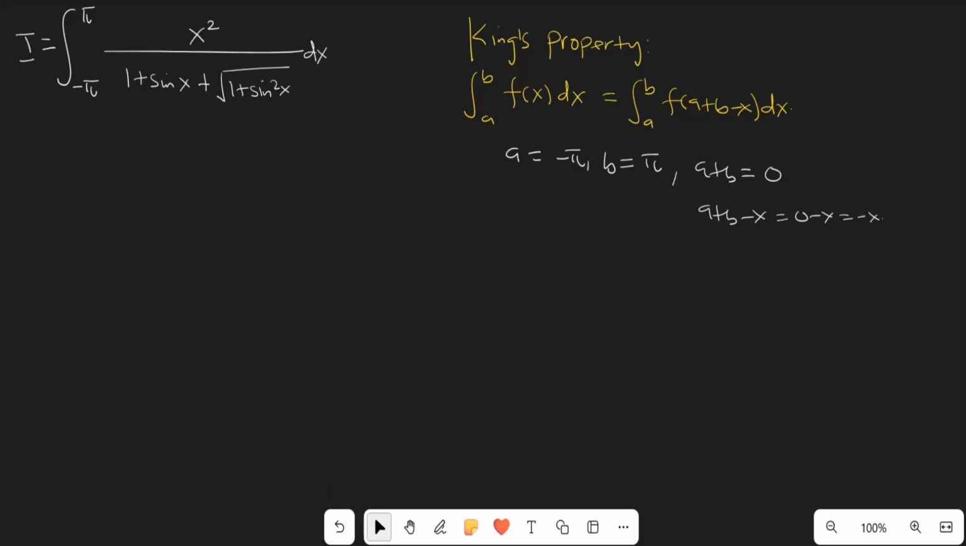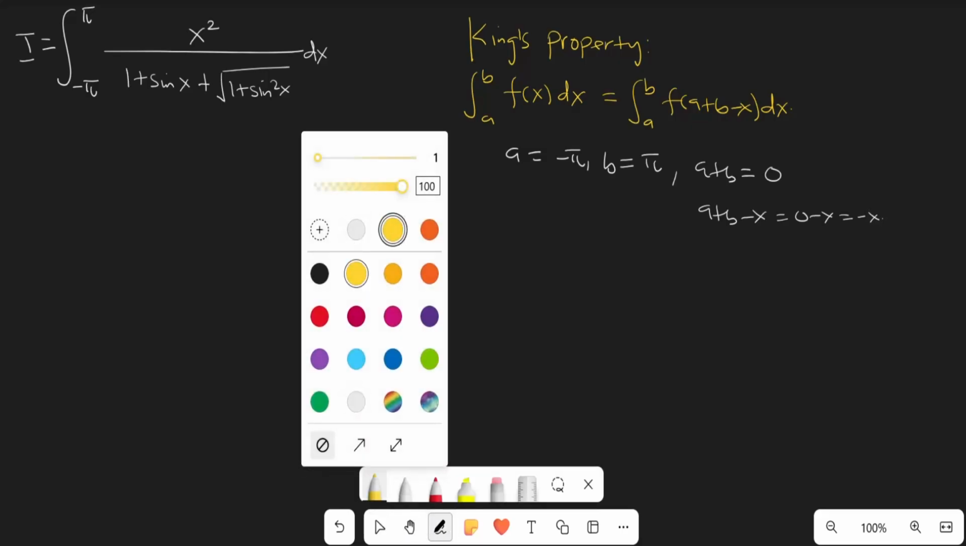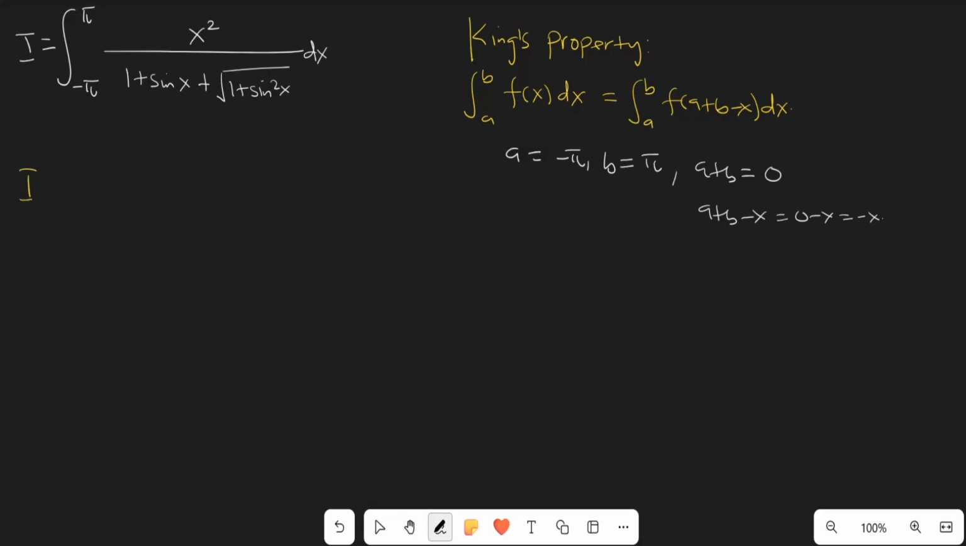So our original integral is I, but the integral that I'm going to transform using the King's property is going to be just plugging in negative x wherever you see x in our integrand. So negative x squared divided by 1 plus sine of negative x plus the square root of 1 plus sine squared of negative x, which is sine square x, the same thing. So this is going to be dx.